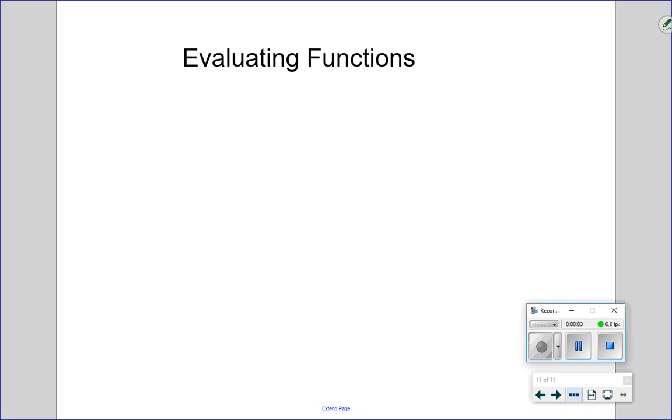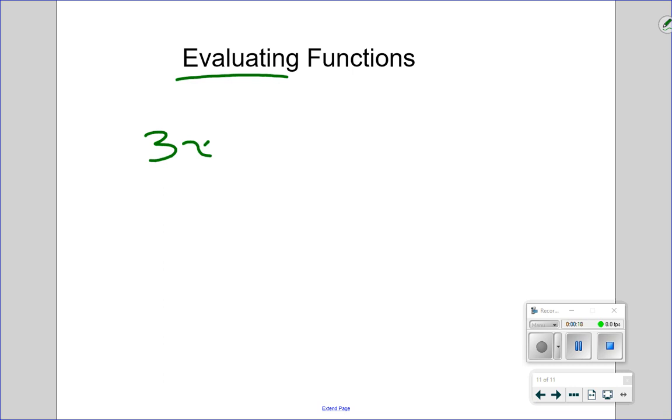Today's lesson is going to be on evaluating functions. So we're going to practice using function notation to evaluate. First off, let's review what the word evaluate typically means in the past before we had functions. We've already done this before.